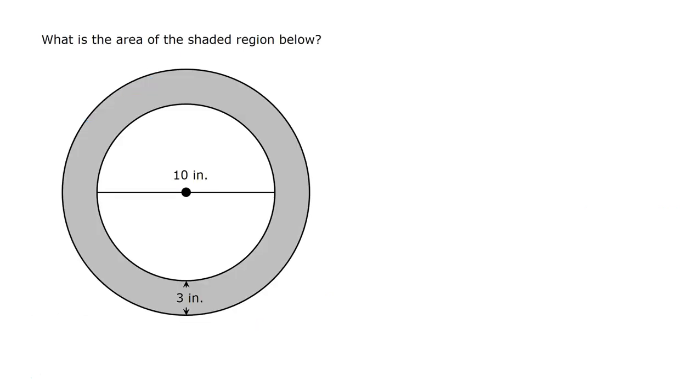For this one here, to do the area of a ring or anything that has a space in the middle of it, I'm basically going to be doing the area of the larger circle minus the area of the smaller circle. That's going to be the area that we're looking for here.